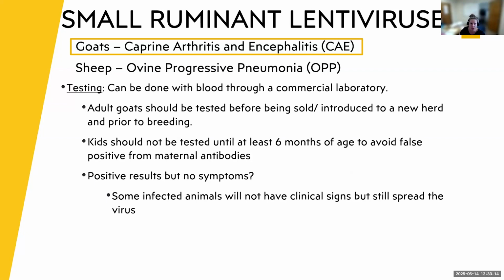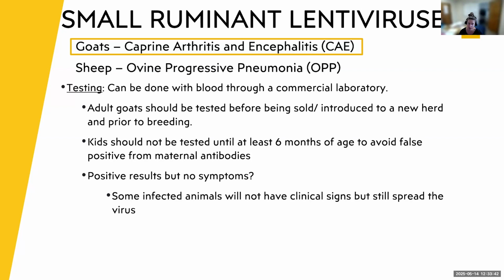Similar to Johne's, testing can be done with blood through a commercial laboratory. Any adult goats that you're bringing into your herd should be tested before introduction and certainly prior to breeding, so that you don't breed them and then have to maintain them through that pregnancy. Kids should not be tested until they're at least 6 months of age to avoid a false positive from any maternal antibodies they may have received from their mother.